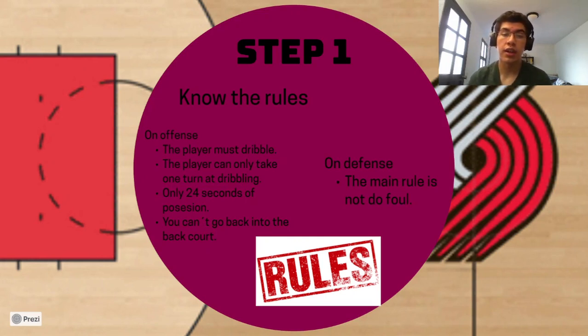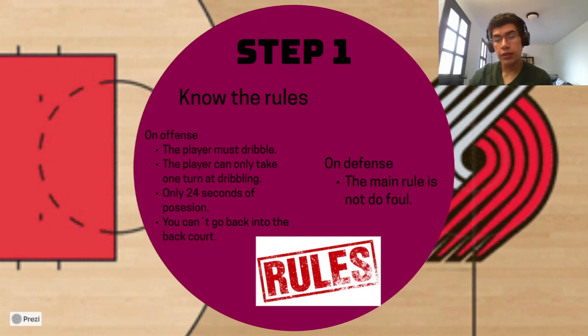Next, only 24 seconds of possession means that when your team has possession of the ball, it has 24 seconds to attack the other hoop and shoot, because if you don't shoot in those 24 seconds, it is the other team's possession. The next is you can't go back into the backcourt. It means that when you pass half of the field with the ball, you cannot return into the half of the field, because that causes you to lose possession.